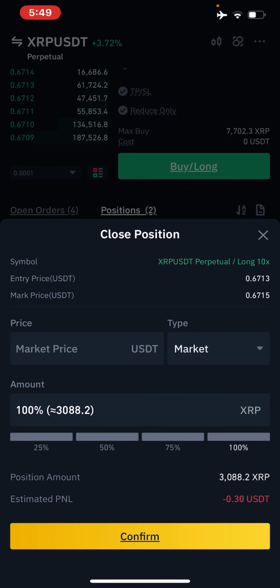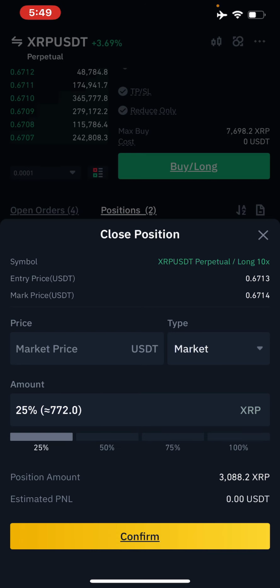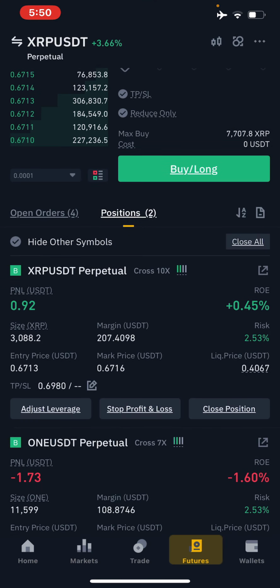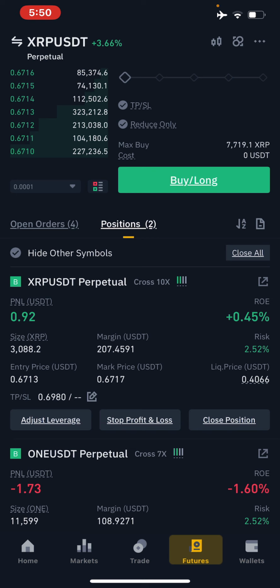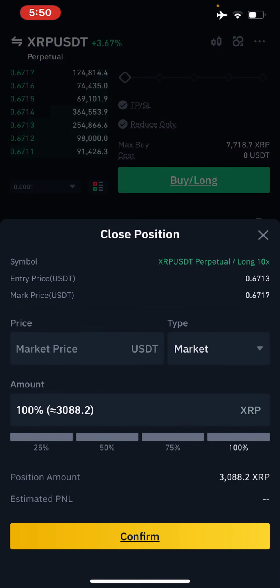Or maybe they say, okay, I want to sell my coin at this price because the profit I get is okay for me. So it doesn't matter whatsoever it is. If you are in profit, maybe a massive profit, whatever profit you are in, you can always choose 25% or 50% of your position and close it. Let's say we entered this trade with, let me check back, our margin of $200, which is quite significant. So we want to close 50% of this position.